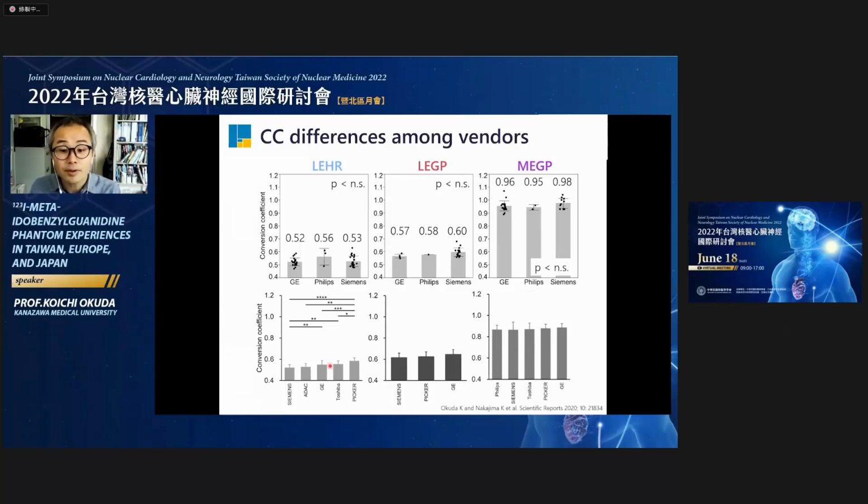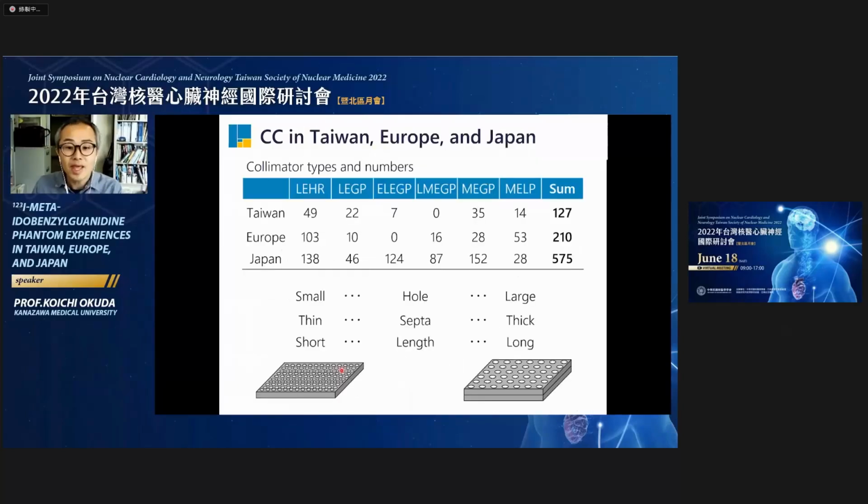If an identical imaging condition is used, like the MIBG phantom experiments condition in Taiwan, conversion coefficients would be feasible and stable even in different vendors. Next, conversion coefficients were compared among Taiwan, Europe, and Japan. Collimator types and the numbers were summarized in this table. We classified collimators into 6 groups.